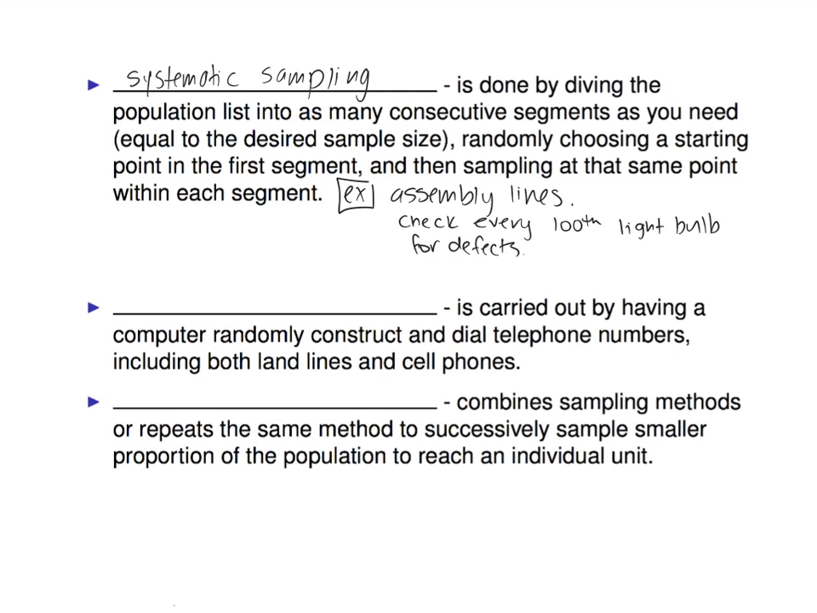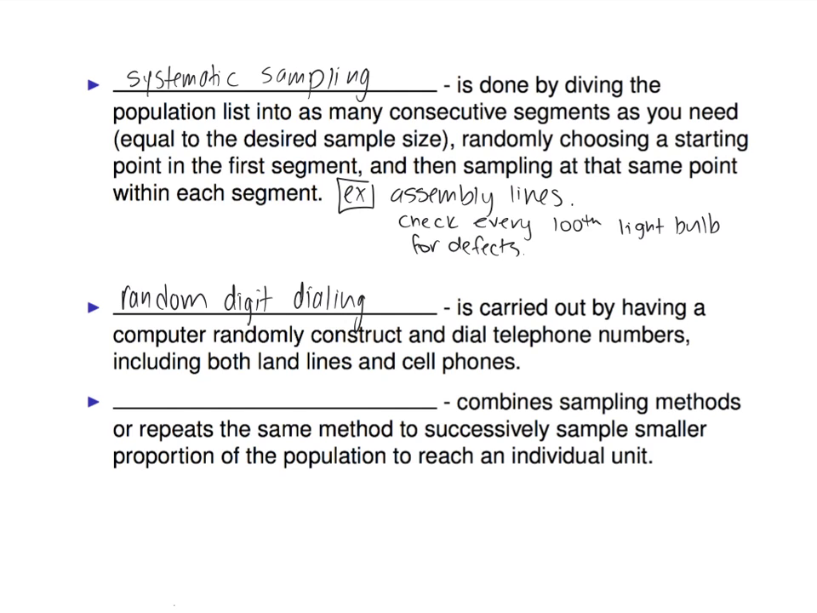Okay, this next one is carried out by having a computer randomly construct and dial telephone numbers, including both landlines and cell phones. Ha ha ha. That's called random digit dialing. Look at somebody random digit dialed you. That's right on cue. Just kidding.